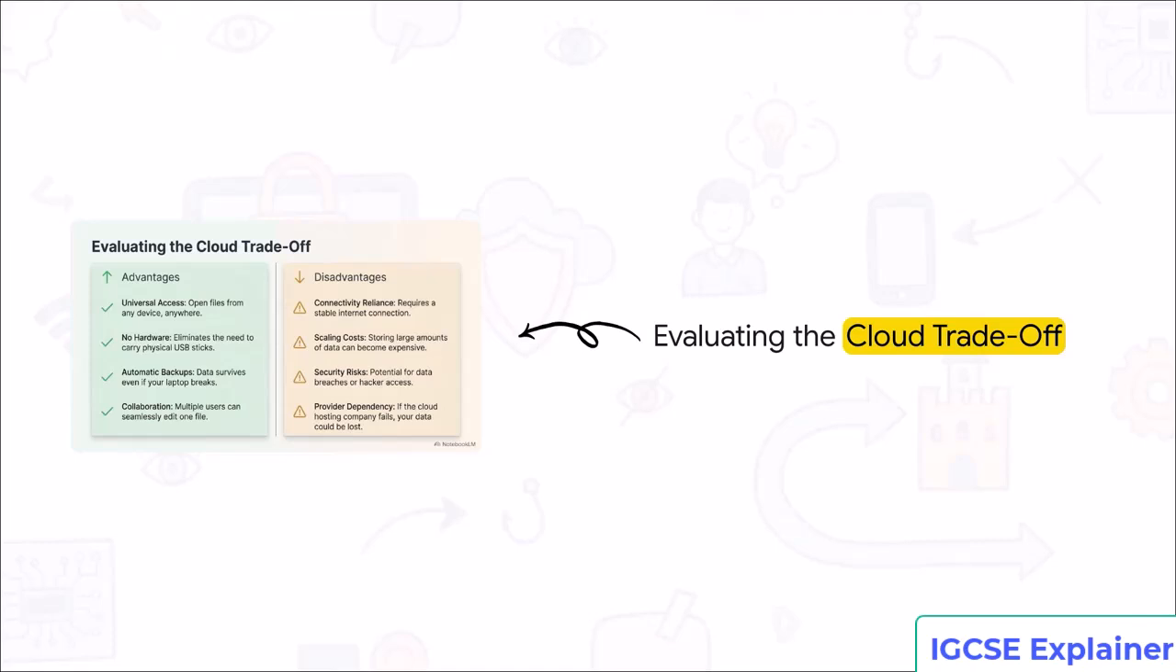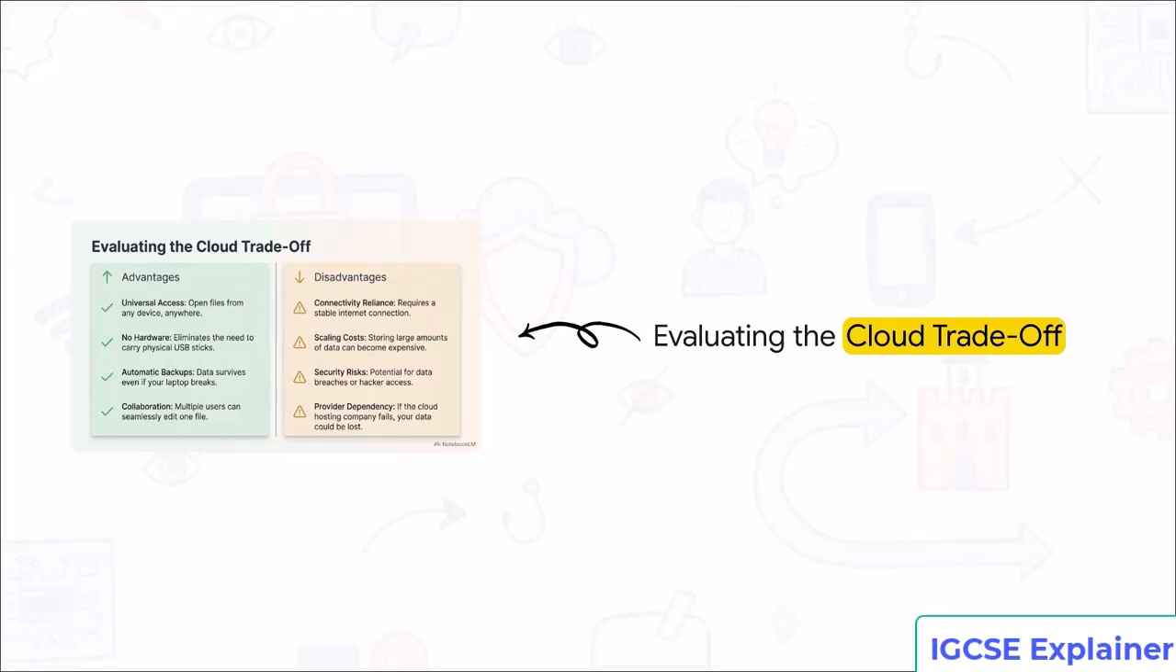Now, I know the cloud feels like pure magic sometimes. It gives you universal access to open files from literally any device, anywhere. It totally eliminates the need to carry around easily lost USB sticks, provides automatic backups so your data survives even if you accidentally drop your laptop in a lake, and it makes collaboration totally seamless.